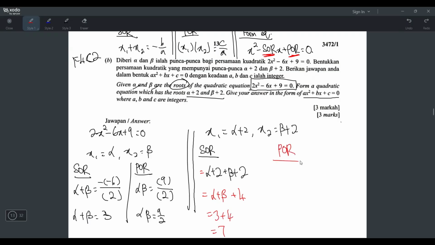Okay, for the POR you just multiply alpha plus 2 with beta plus 2. And same thing, we don't write the c over a, because we don't have the a and the c for this equation. We cannot use this. This is another equation. So just expand like usual. Alpha times beta is alpha beta, alpha times 2 is 2 alpha, 2 times beta is 2 beta, 2 times 2 is 4. And you can see you are stuck here already.